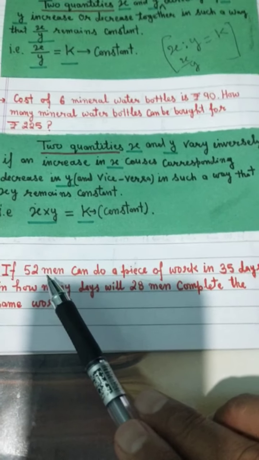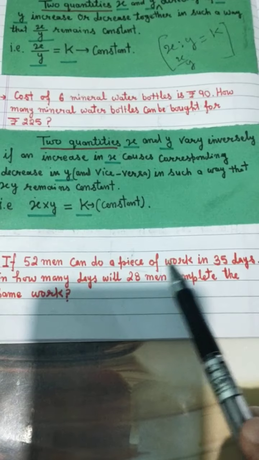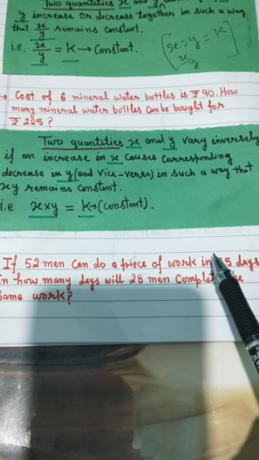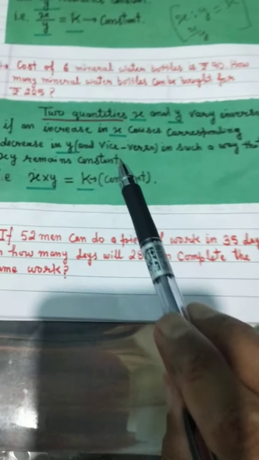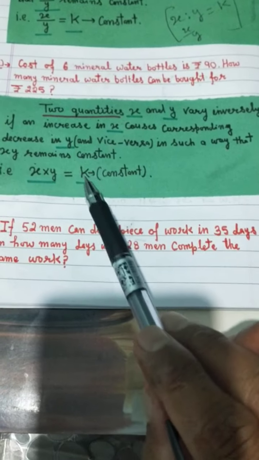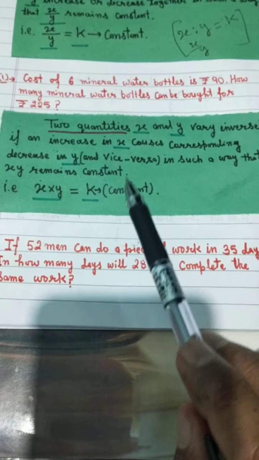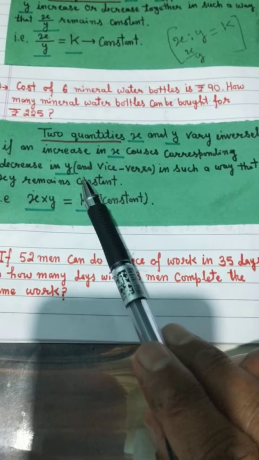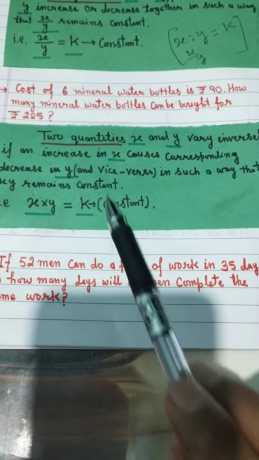Here if quantity x increases, there is a corresponding decrease in quantity y. If x decreases, then y increases. This is the case of inverse variations. So we can apply this. Two quantities x and y vary inversely if an increase in x causes a corresponding decrease in y. But here your question is a decrease in x causes a corresponding increase in y in such a way that the product remains constant. So I solve here the first and second sum.